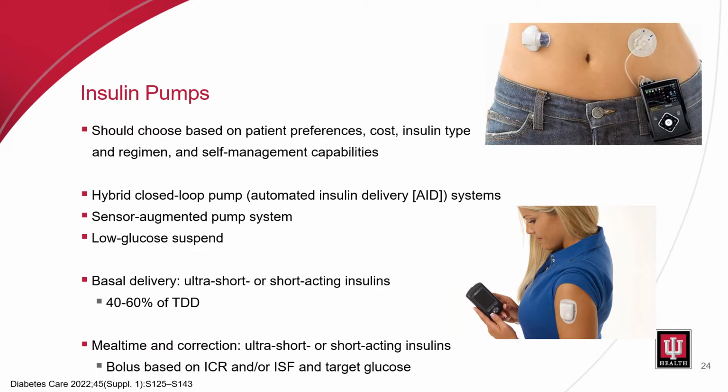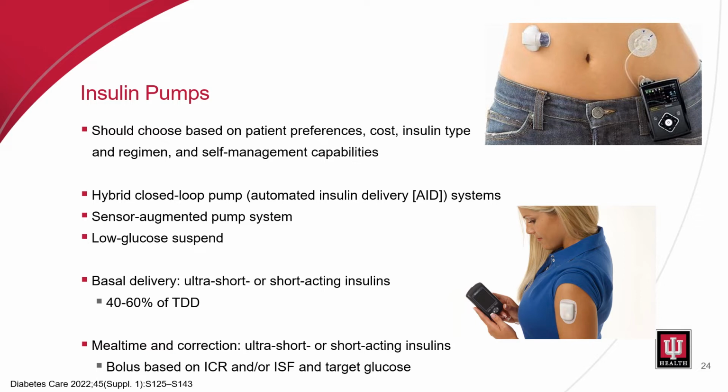Typically, this will be split in between basal and bolus delivery, just like our subcutaneous injections. So our basal delivery, rather than using long-acting insulins, however, we'll use ultra-short or short-acting insulins because it will be running as a continuous infusion. And this will make up 40 to 60% of the total daily dose for a patient.